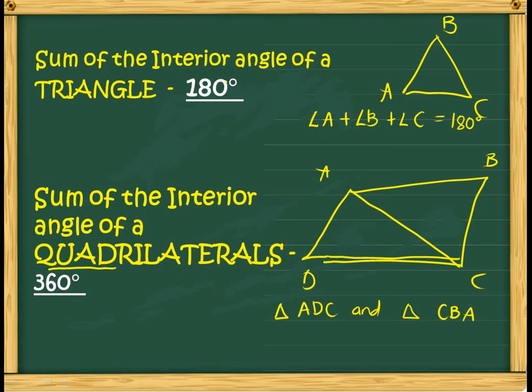Note that the sum of the interior angle of a triangle is 180 degrees. Next, si CBA is also a triangle. Note that the sum of the interior angle of a triangle is 180 degrees. So, 180 degrees plus 180 degrees is 360 degrees. That's all.